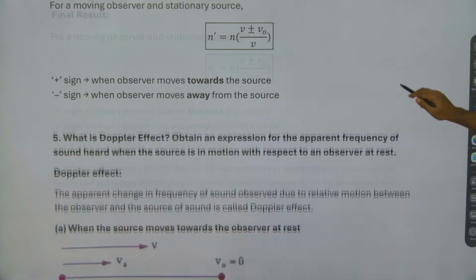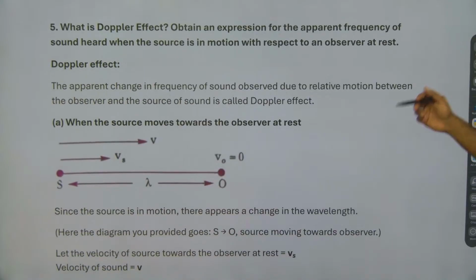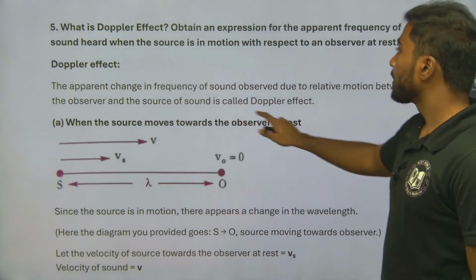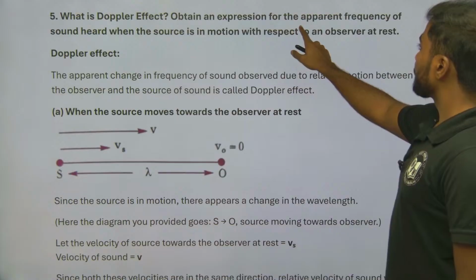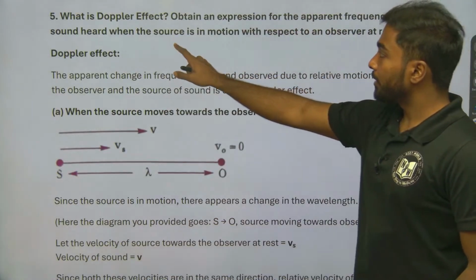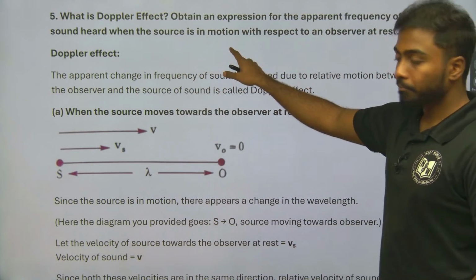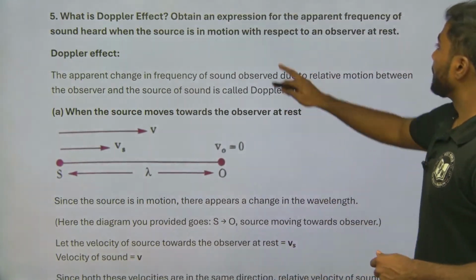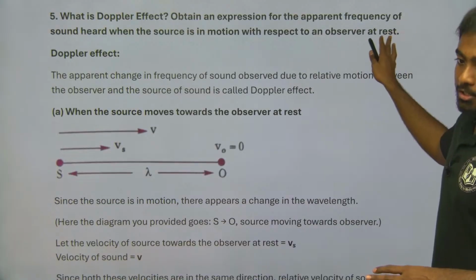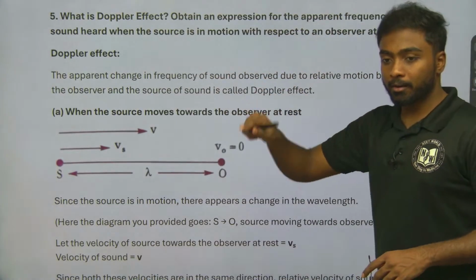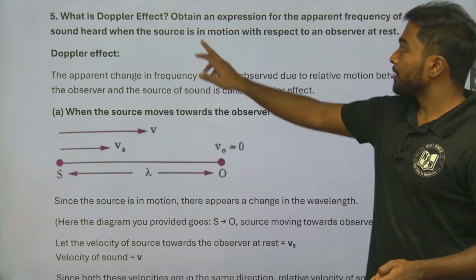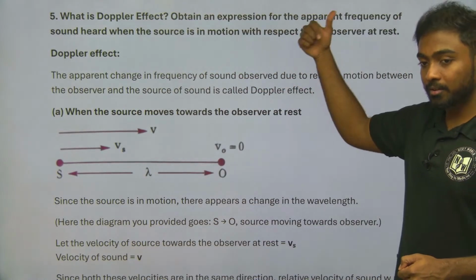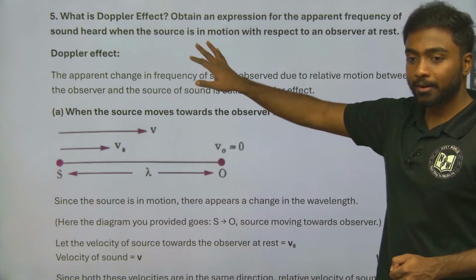Okay. So the next question is, what is the Doppler effect? We have seen the meaning of the Doppler effect. Now obtain an expression for the apparent frequency of sound when the source is in motion. In the previous question, the source was at rest with respect to the observer, and the observer was in motion. Here the source is in motion and the observer is at rest.